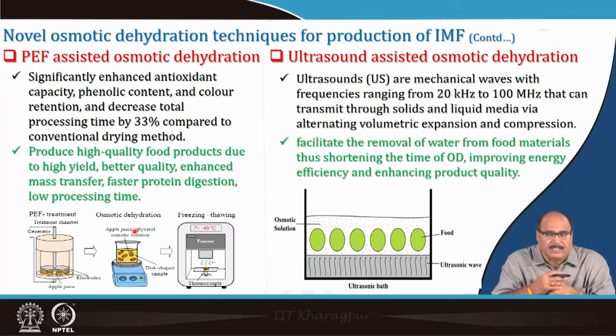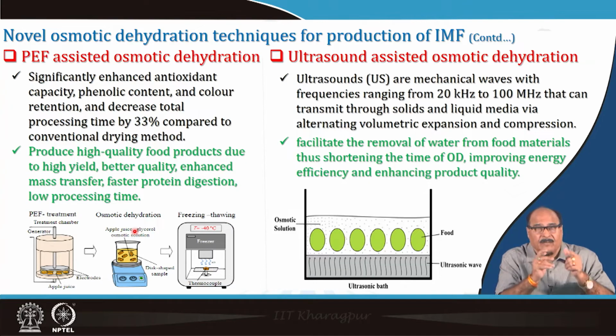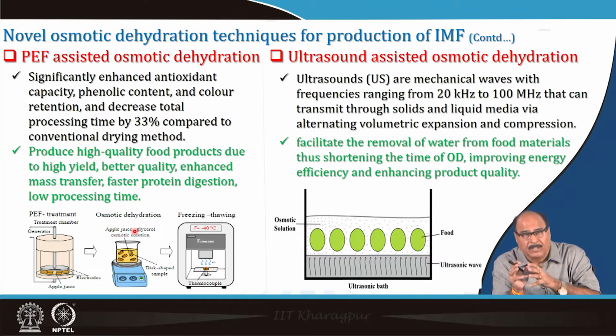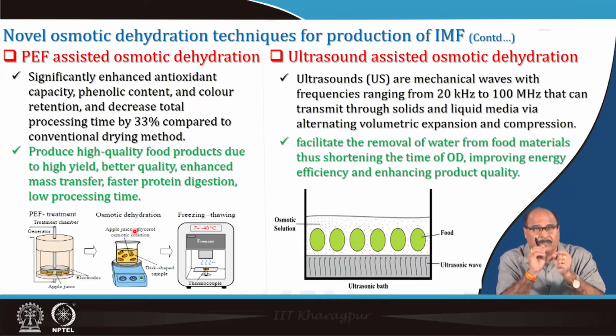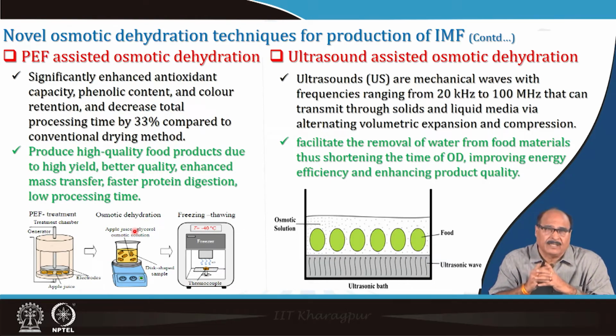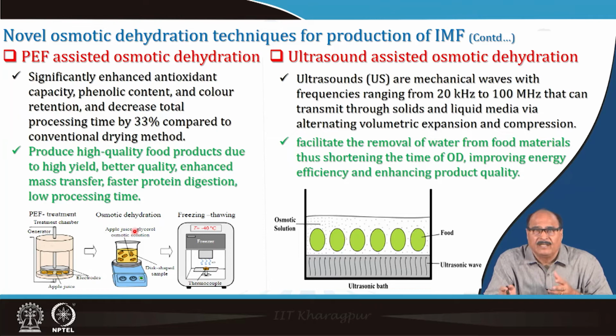Similarly, PEF assisted osmotic dehydration significantly enhances antioxidant capacity, phenolic content and color retention, and there is a decrease in total processing time by 33% compared to the conventional drying method. If you give a short PEF treatment before the osmotic dehydration, it causes poration, and because of the electroporation, the water transfer and other mass transfer characteristics are enhanced, giving a lower processing time. Similarly, ultrasound assisted osmotic dehydration also works.